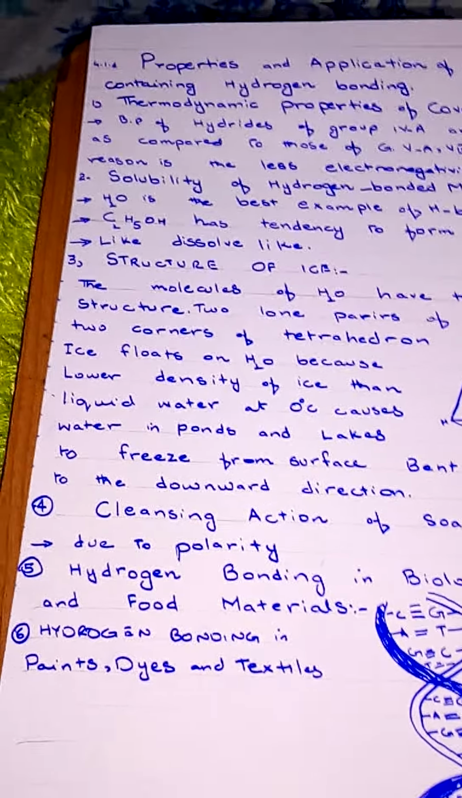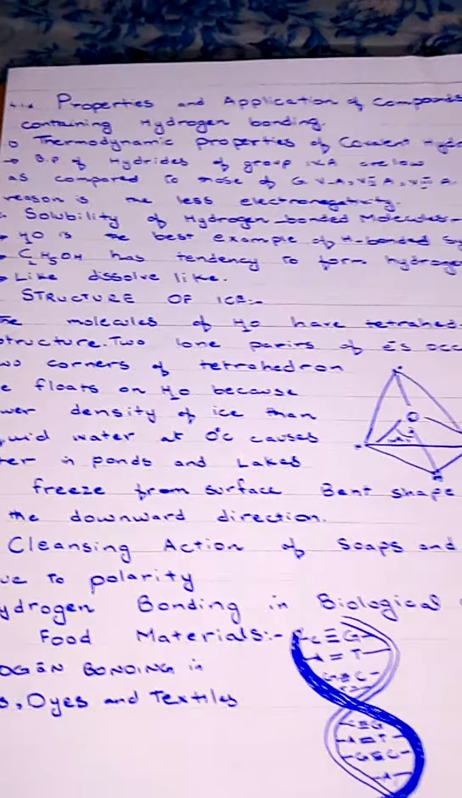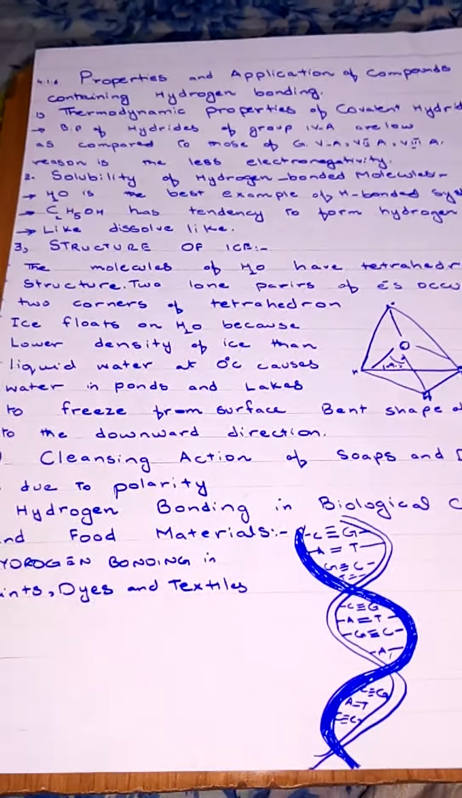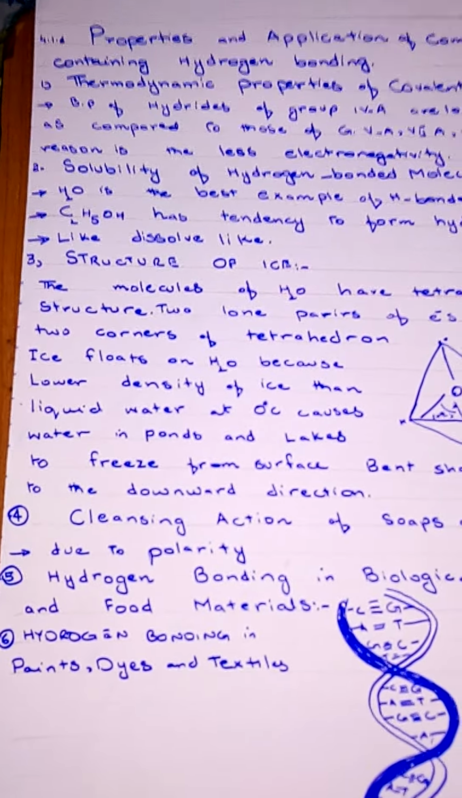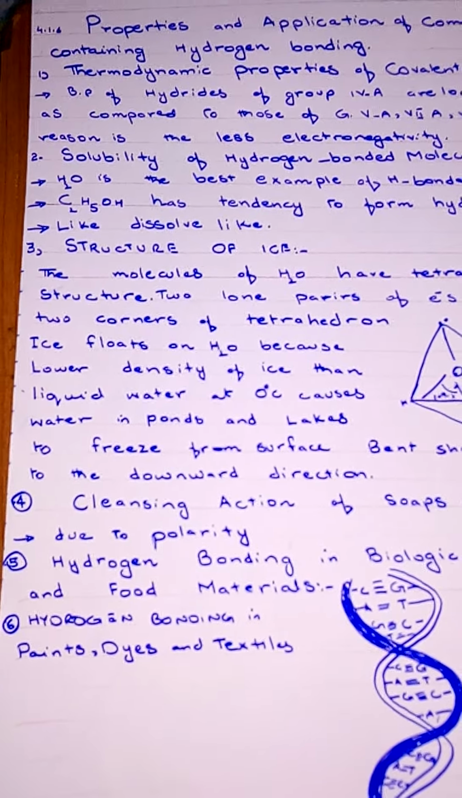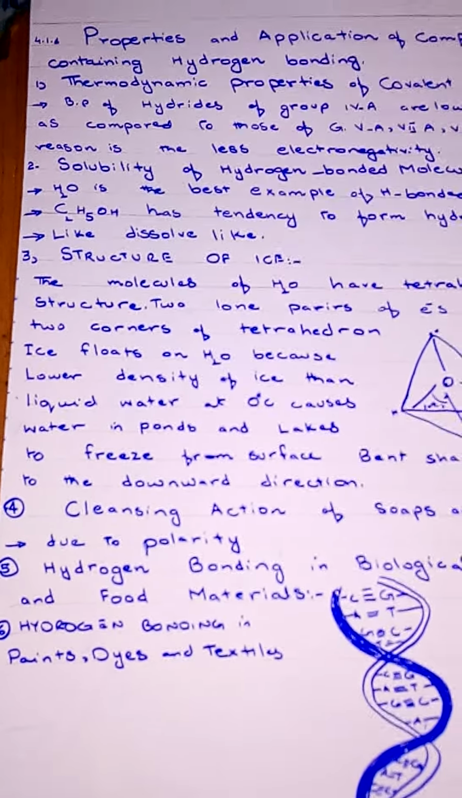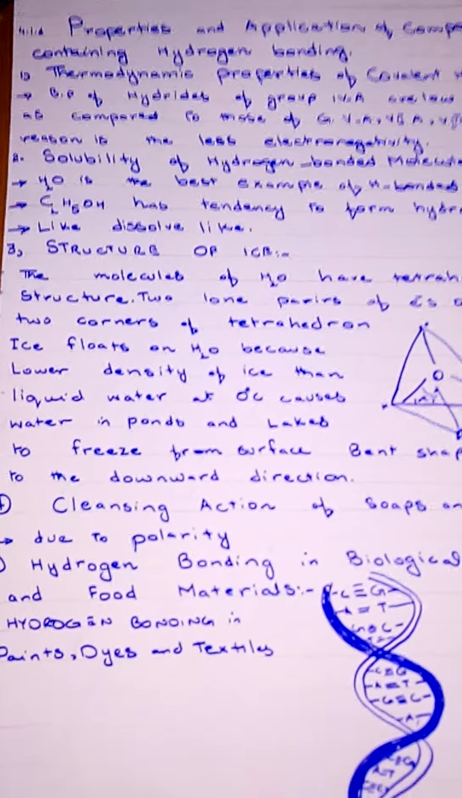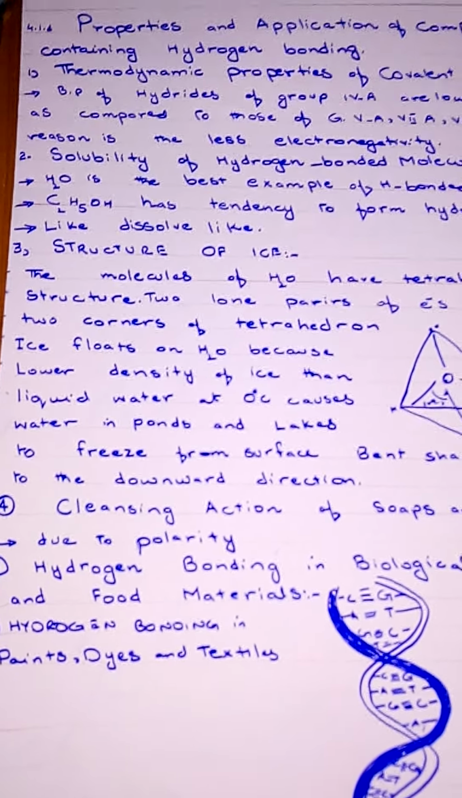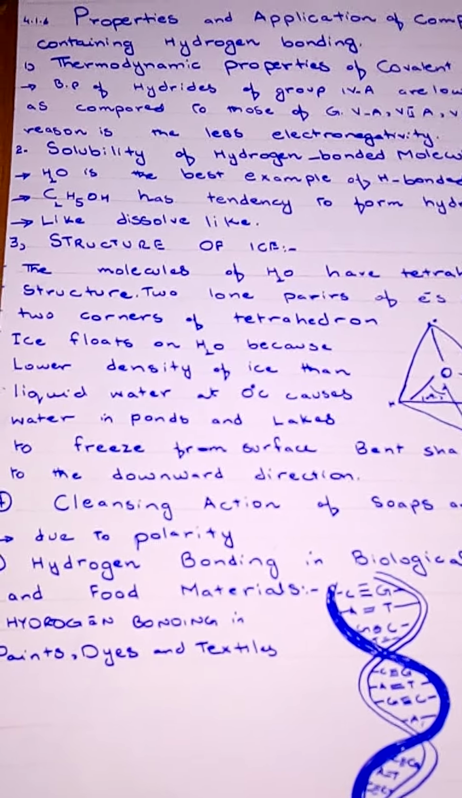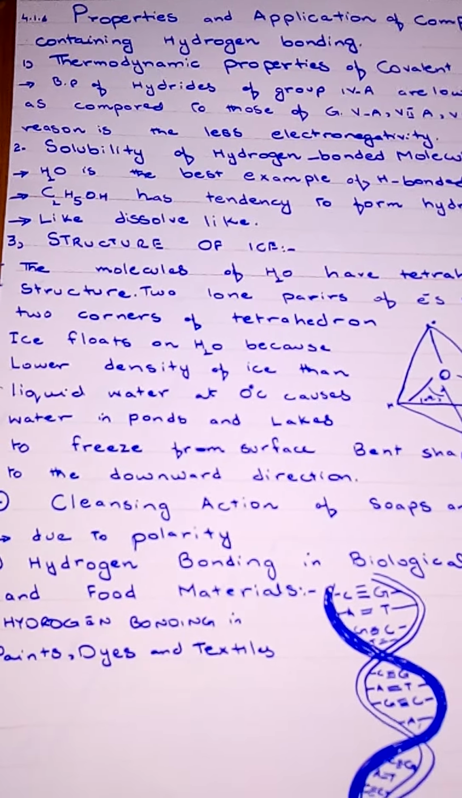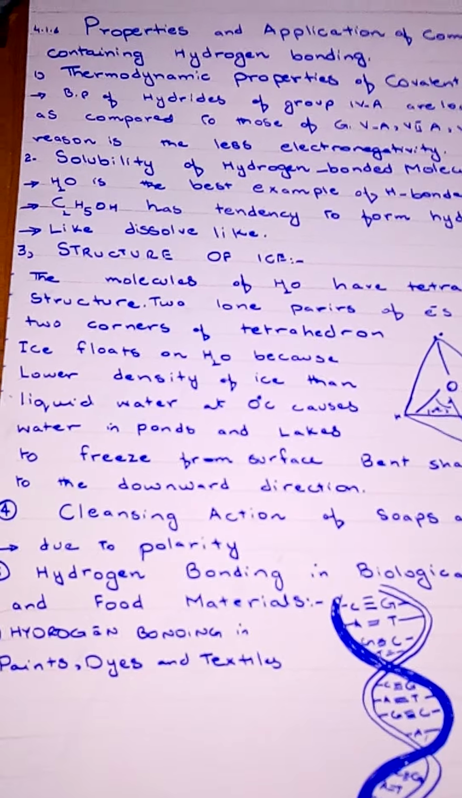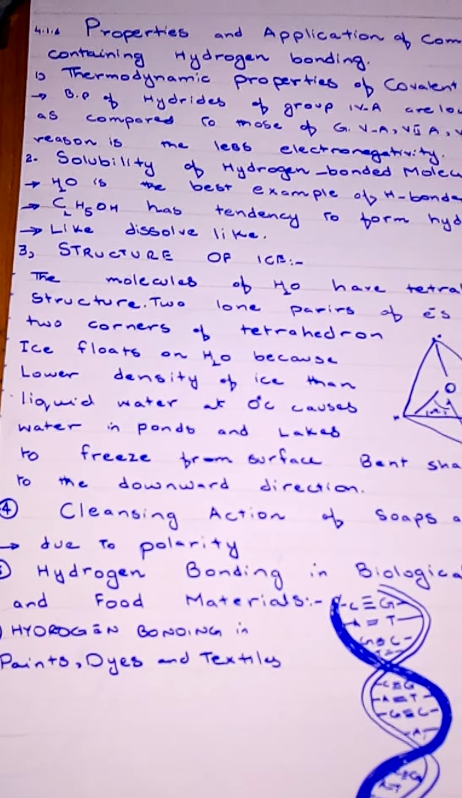Okay students, now we will discuss the properties and applications of compounds containing hydrogen bonding. Thermodynamic properties. First of all, we will discuss thermodynamic properties. Hydrogen bonding exists in compounds having partial positively charged hydrogen and highly electronegative atoms bearing partial negative charge. Obviously, such intermolecular attractions will influence the physical properties like melting and boiling points.